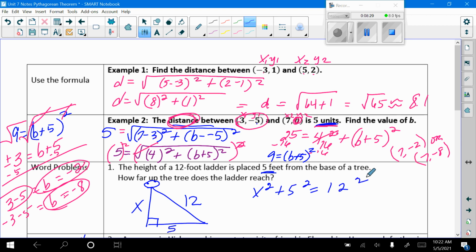Now we're back to nice ones. Go ahead and solve that. I believe you come up with x is equal to approximately 10.9 feet.